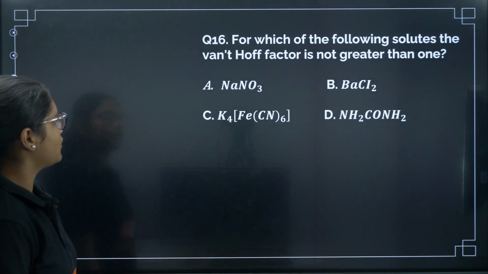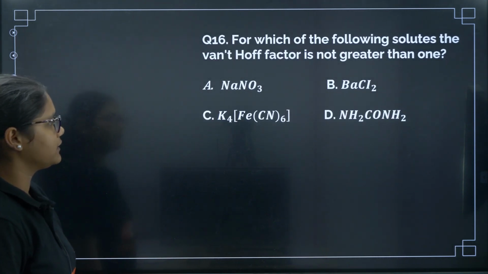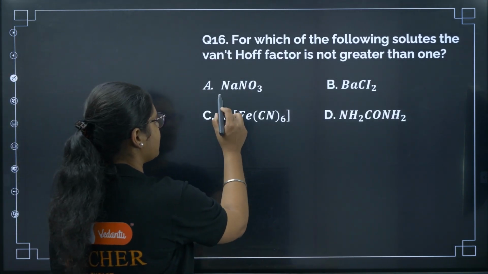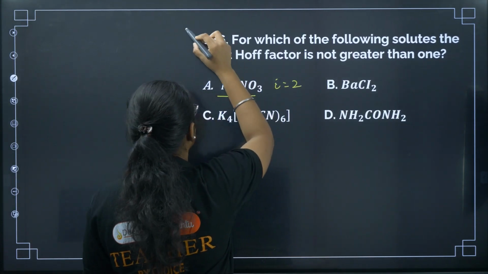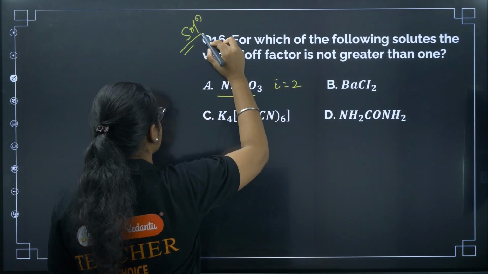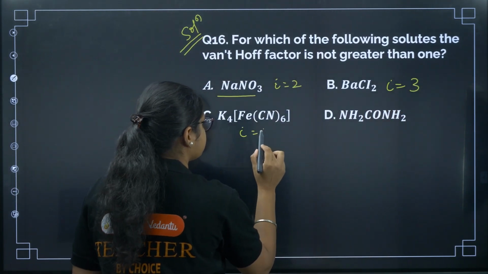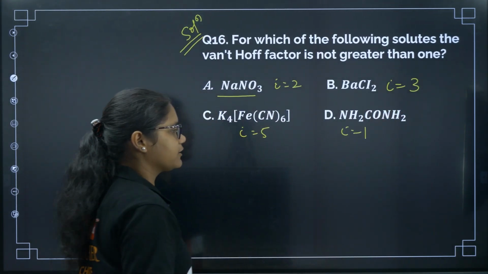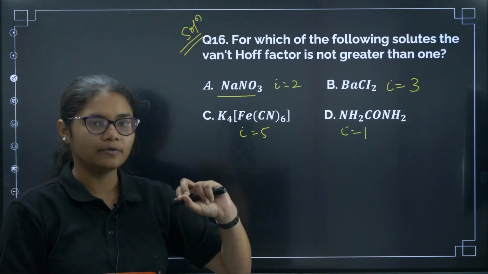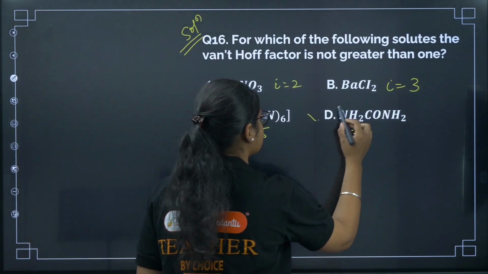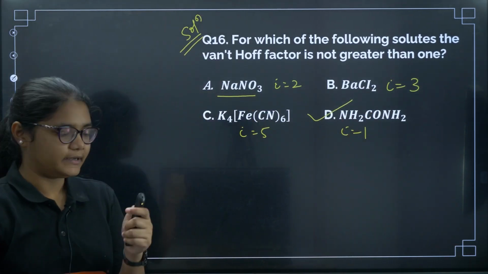For which of the following solutes the Van't Hoff factor is not greater than 1? Okay, so here the Van't Hoff factor is 2. So this question is again from your solutions chapter. Here the Van't Hoff factor is 3. Here the Van't Hoff factor is 5. Here the Van't Hoff factor is 1 because it is a non-electrolyte solute. So not greater than 1. So the correct answer for this question is option number D.